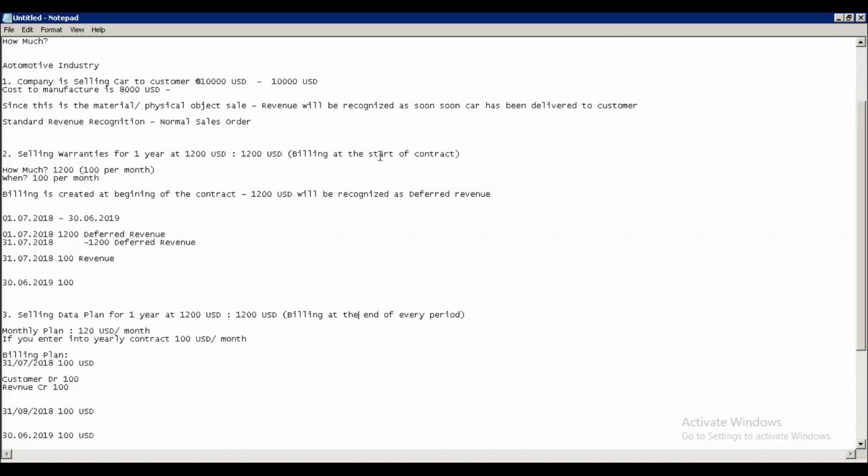Earlier we were billing for the entire 12 months at the start of the contract. But here we are billing at the end of every month, which means we will be creating 12 billing documents for 1 year. Since we are doing the billing at the month end, we are already entitled to book the revenue, and we are also entitled to collect the money from the customer. So there will be no clearing account required here. Customer and revenue accounts will be posted directly, so there is no deferred revenue required here because revenue is directly booked at the end of the month.